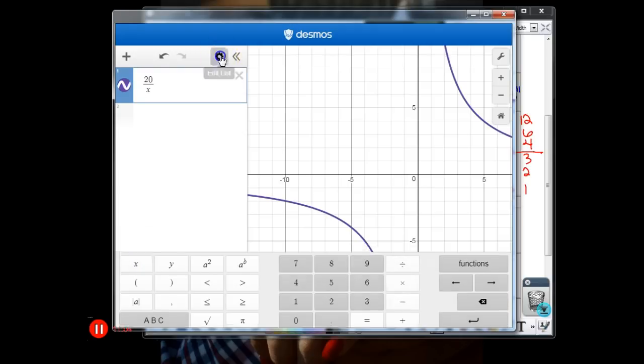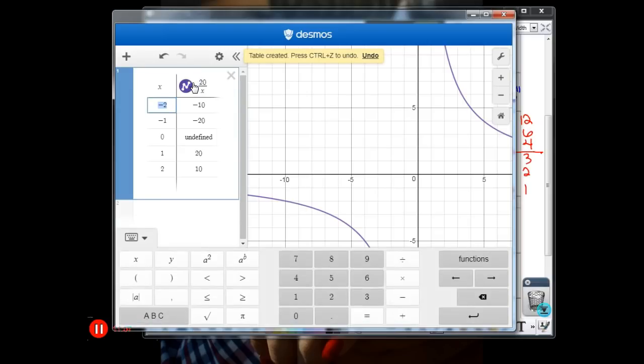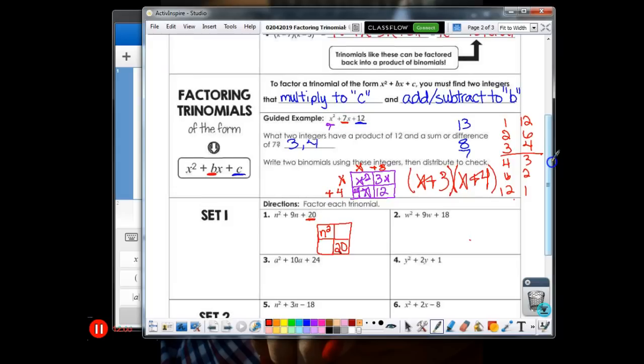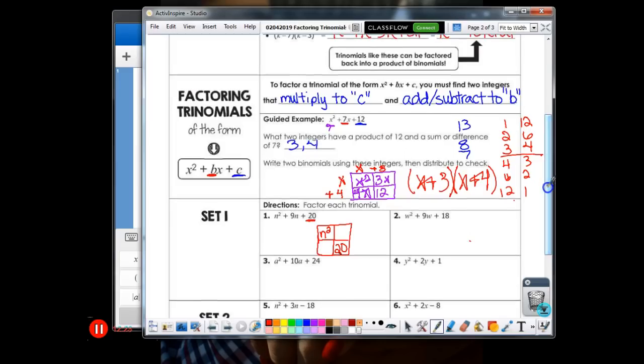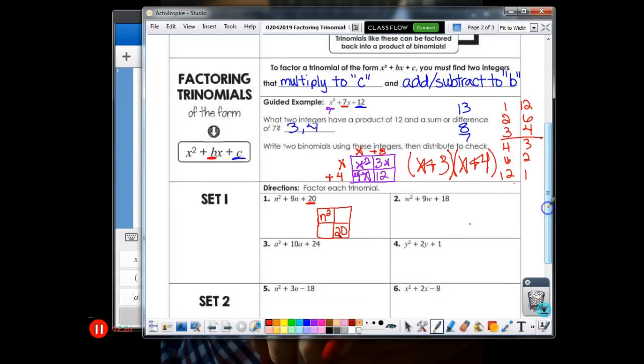So I'm going to settings and I'm doing the table. Okay? So I have 1 and 20. What's 1 plus 20? 21. What did I want them to add up to? 9. Okay. Let's do 2 and 10. 2 plus 10 is 12. Oh, that's a decimal. I can't use that one. 4 plus 5 is 9, and 4 times 5 is 20. So 4 and 5 are my two integers that I want to fill this with.